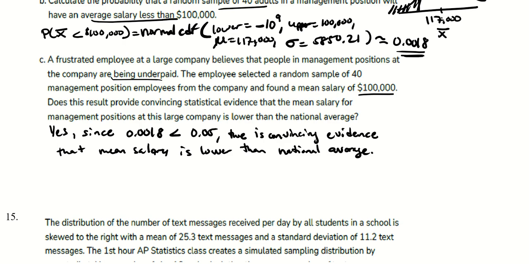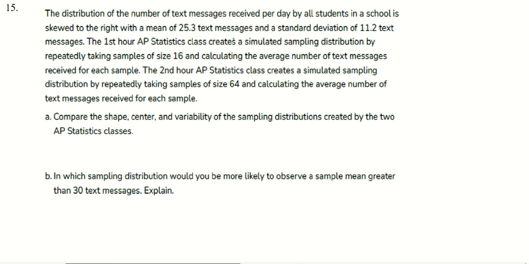Okay. All right, so number 15, the distribution of the number of text messages received per day by all students in the school is skewed to the right with a mean of 25.3 and a standard deviation of 11.2. The first hour creates a simulated distribution, taking sample size 16, calculating the average number of text messages received. The second hour AP class creates one by repeatedly taking samples of size 64 and doing the same thing. So you want to compare the shape, center, and variability of these two different classes.